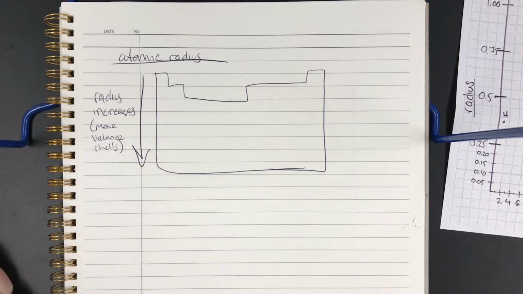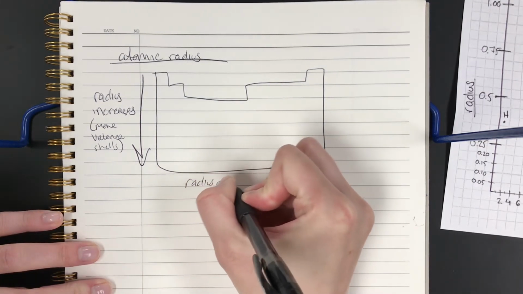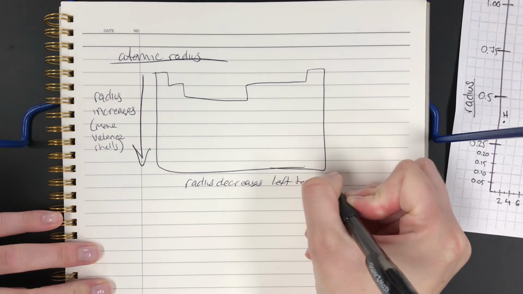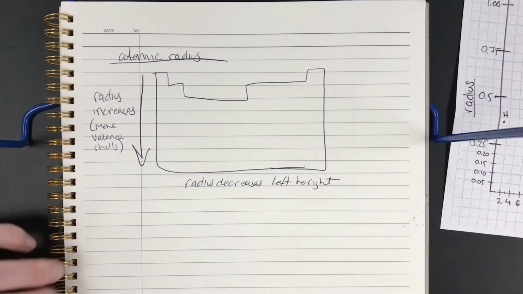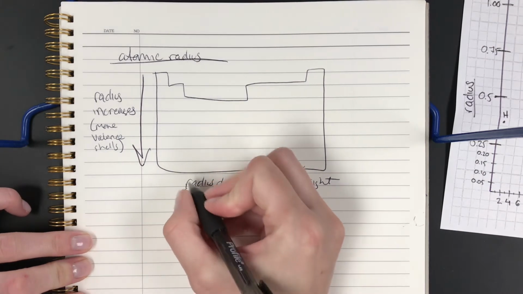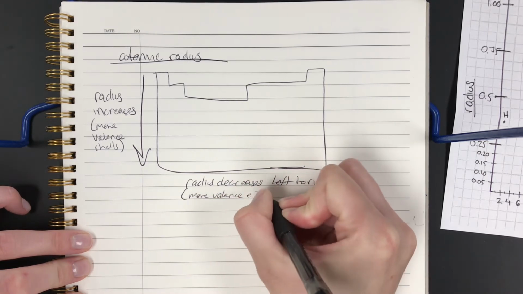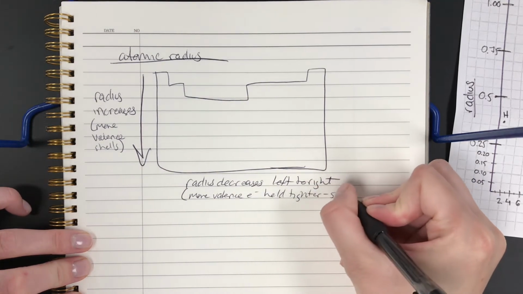Then across a period, from left to right, radius decreases. Why? Because the more valence electrons are held tighter, which makes a smaller atom.